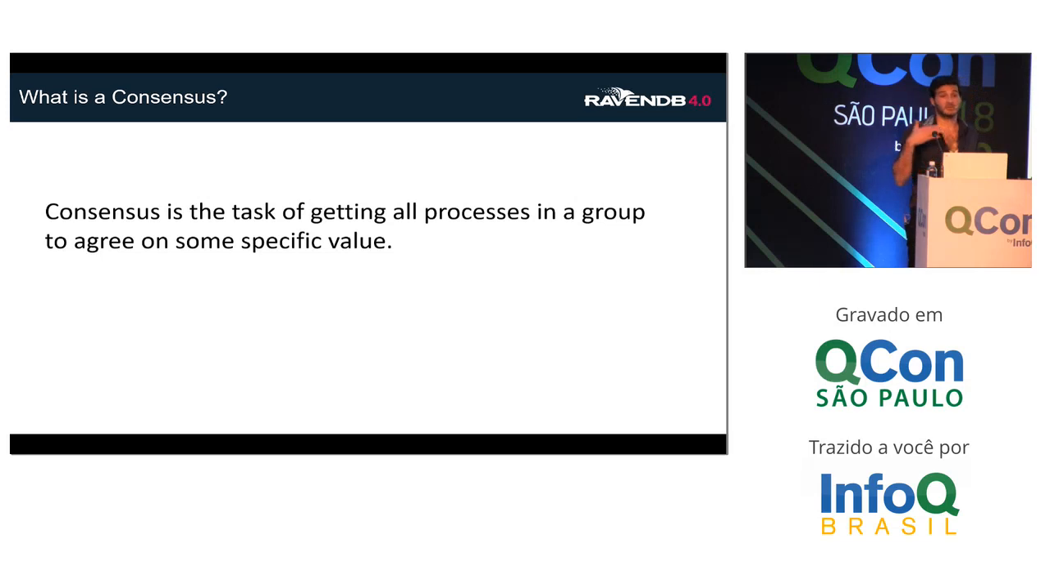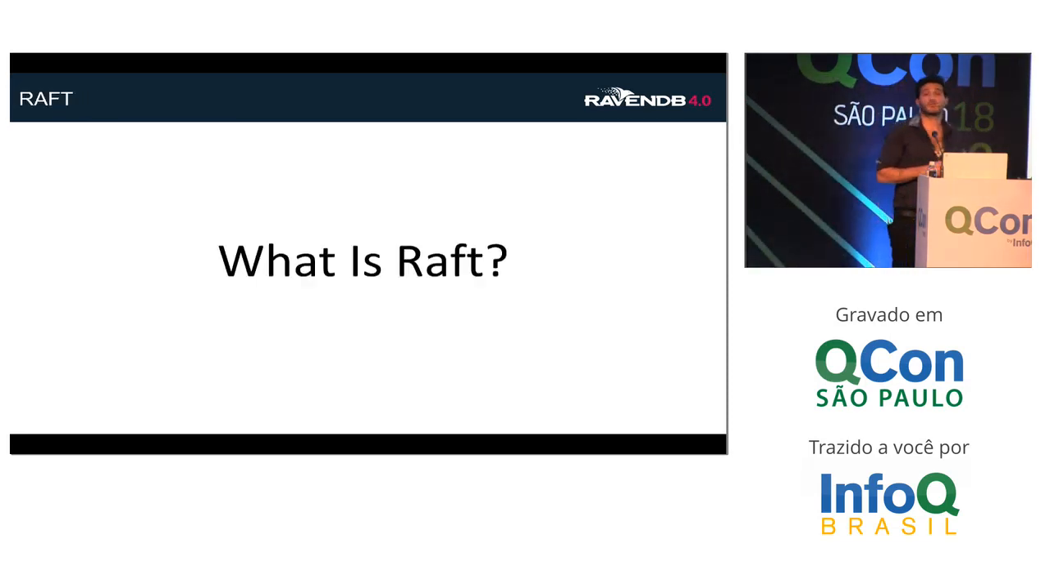So what is a consensus at all? Consensus is the task of getting all processes in a group to agree on some specific value. In our situation, it is what we want to eat. So what is really Raft? Raft is definitely a consensus algorithm, of course, but how does it really work?